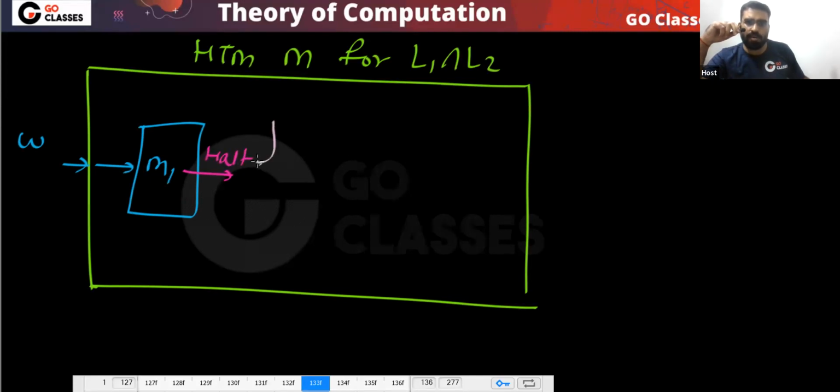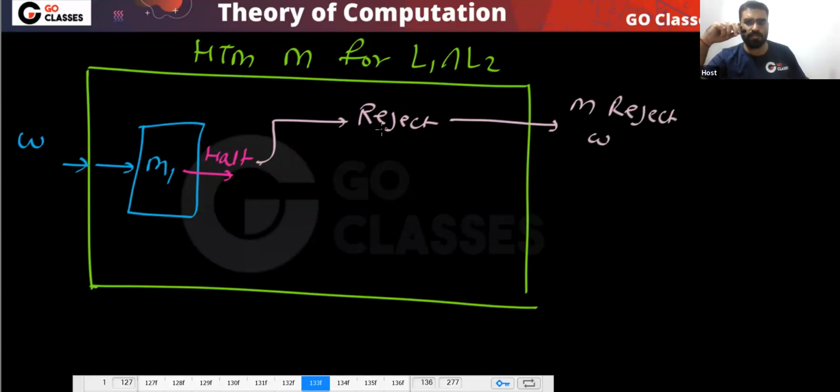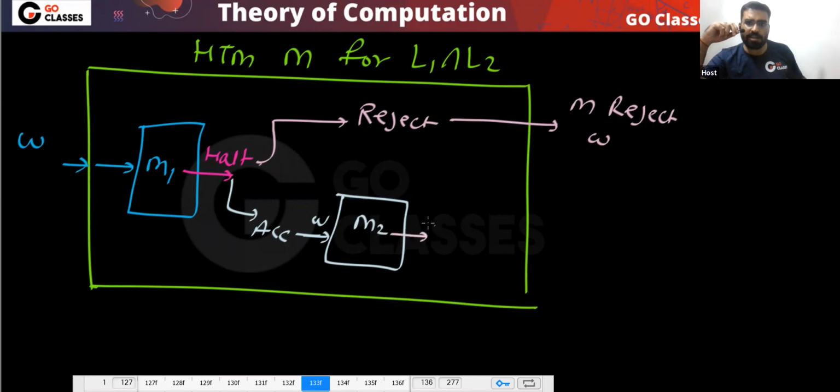If it says no, if it rejects, then M will also reject W, because we are creating a Turing machine for L1 intersection L2. If it accepts, then you run this W on M2. It will also halt.